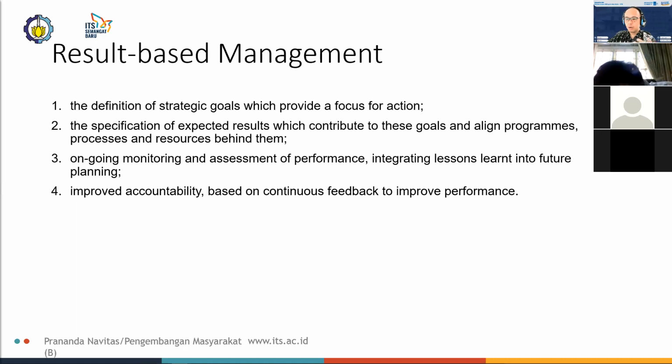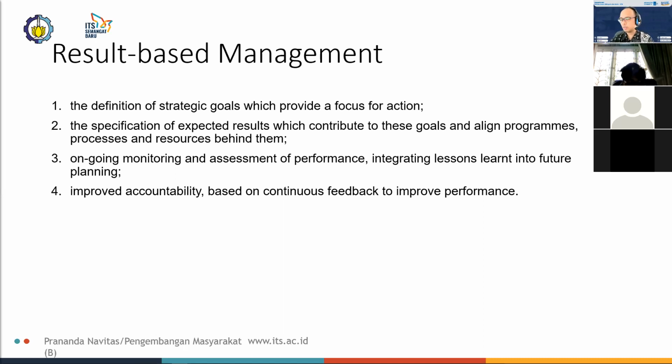So what RBM does, basically, in a community setting, is aim to improve management effectiveness and accountability by defining realistic expected results, monitoring progress toward the achievement of expected results, and integrating an element of lessons learned into the management decisions and reporting on performance. Basically, RBM is based on 4 pillars that you can see on the slide.